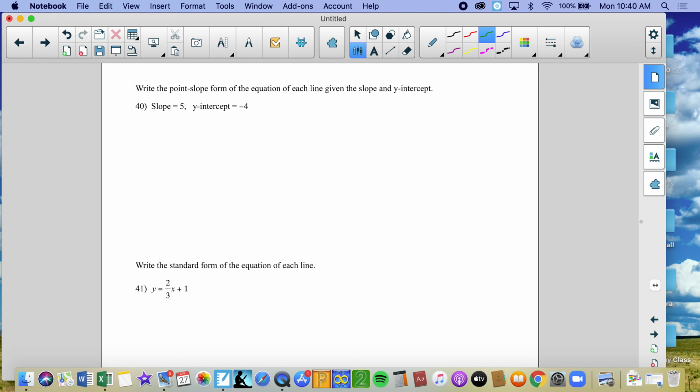Number 40, write in point slope form. Well, there's two ways of doing this. The y-intercept is a point. Remember, it's a location on the y-axis. So technically, when you have a y-intercept of -4, your point is 0, -4. Point slope form is y minus y sub 1 equals m times the quantity x minus x sub 1. Almost forgot that. Where x sub 1 and y sub 1 are the x and y values of a point.